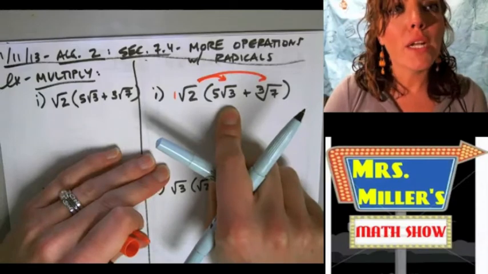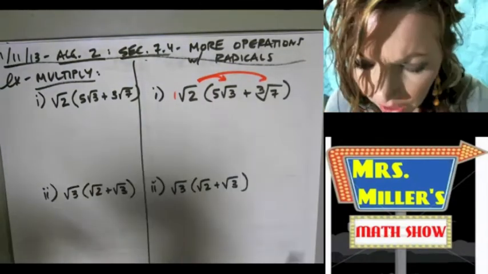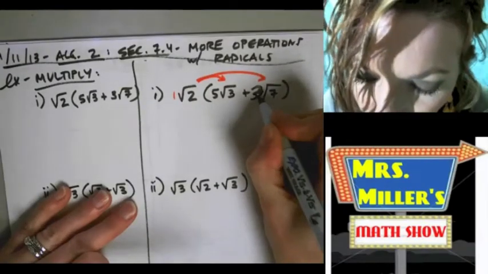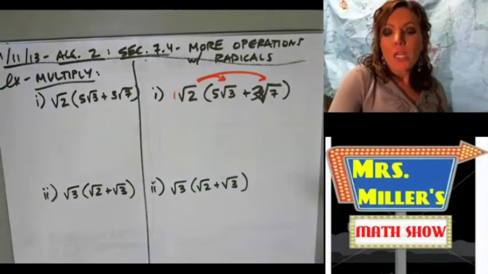Yeah, Brandon? No, I know. I don't know how I ended up writing that. It should be 3 root 7. Look at it over here. It's more normal on that side. It's 3 root 7. Okay, 1 root 2 times 5 root 3. Alyssa?